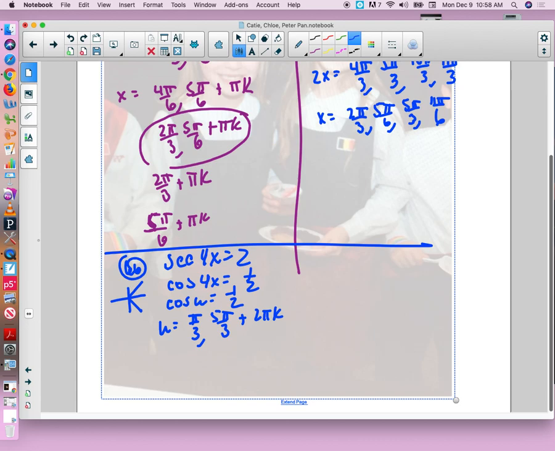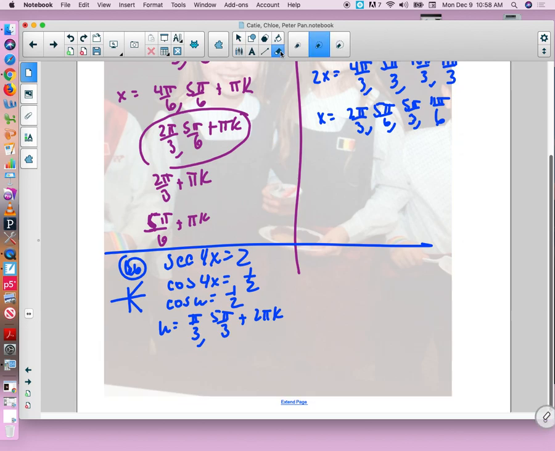And as Zayna pointed out, technically I should add that to both of them. Okay? Now I'm going to take u back out and put 4x in. And then I'm going to divide by 4 or multiply by 1/4. This will give me pi over 12, 5 pi over 12, plus pi over 2 k.